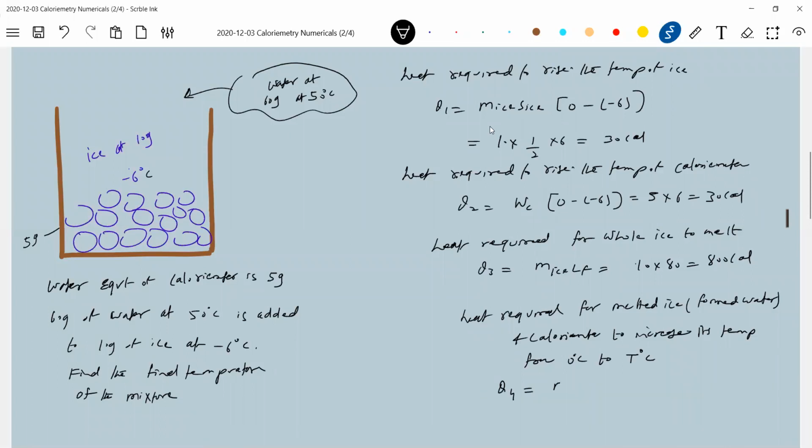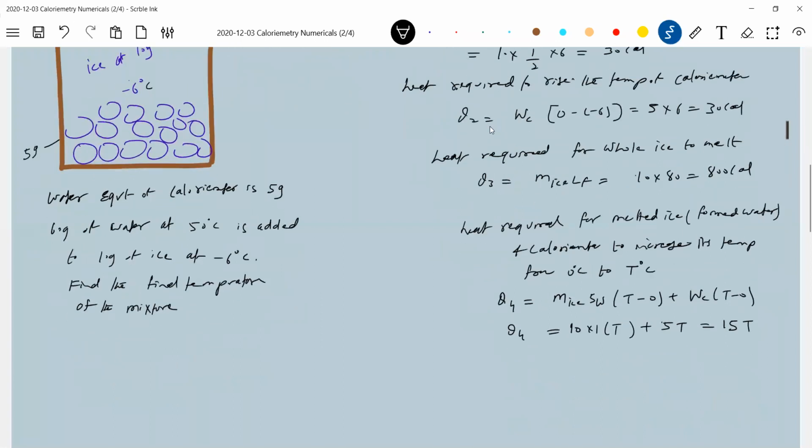So what is Q4? Mass of ice melted, the same ice only, into specific heat of water into T minus 0, plus water equivalent of calorimeter into T minus 0. The newly formed water is how much? 10 gram only. Specific heat of water is 1, so 10 T. Water equivalent of calorimeter 5 T. So this will be 15 T. Who should provide this Q1, Q2, Q3, Q4 when the temperature of water decreases from 50 to T degrees Celsius?